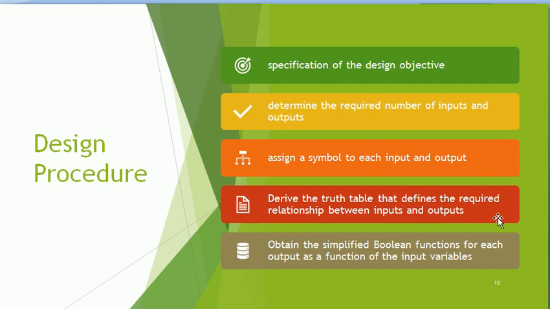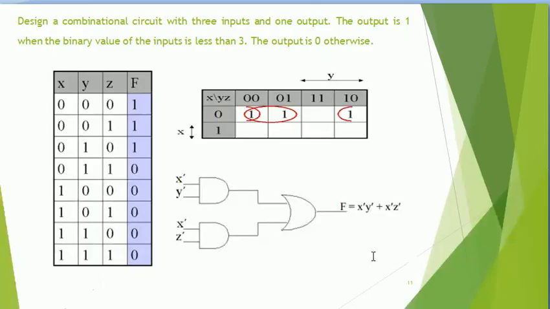And then determine how many inputs and how many outputs we have. That has to be determined. The third stage is to assign a symbol for each input and output. After that, depending upon the specification of the objective, you have to derive the truth table that defines the relation between input and output. Finally, using either Boolean algebra or the truth table with K-map simplification, find the simplified expression. Then for the simplified expression, we have to draw the logical diagram.